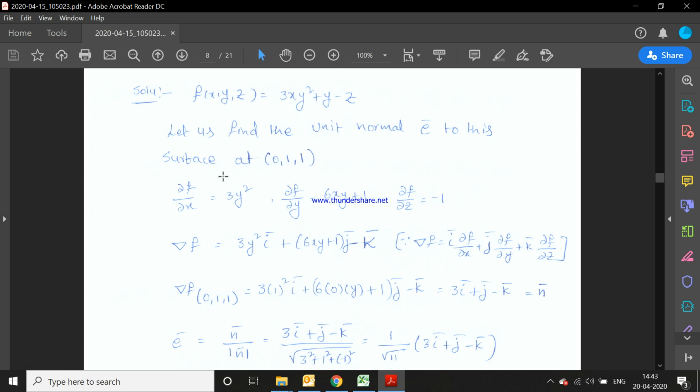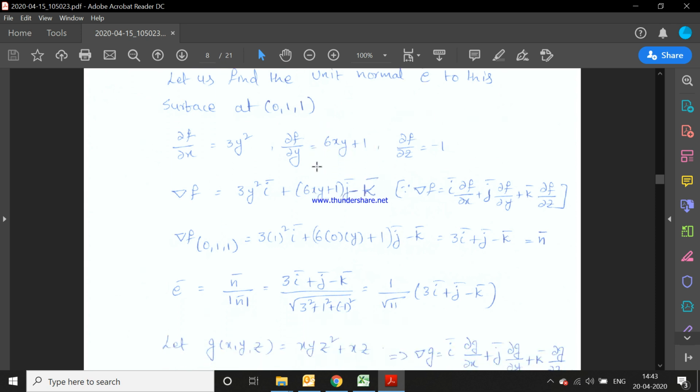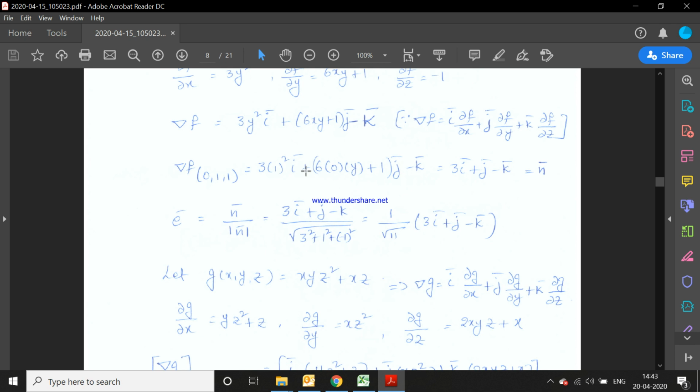So we finished only one part, that is the unit normal vector E bar. Next, the function we have to consider is g of x, y, z, the surface for which we have to find the directional derivative. That surface is g of x, y, z equals x y z square plus x z.